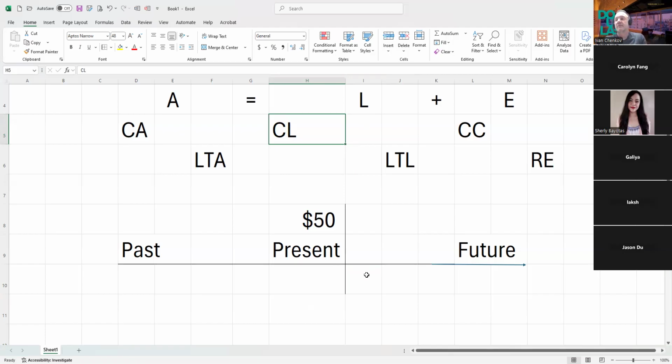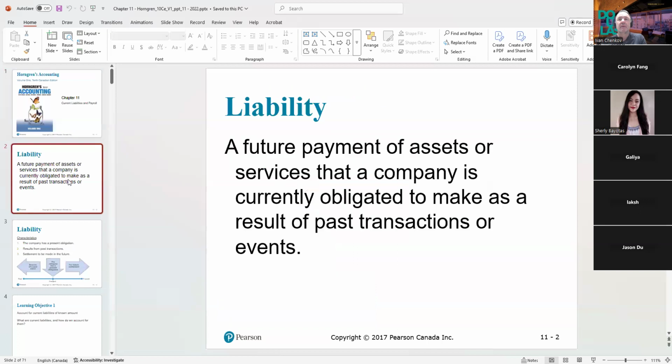That's the kind of idea with the liability. So now let's go to the slides and let's start working on the slides with the liabilities. Let me share my screen. And let's just go with the definition.